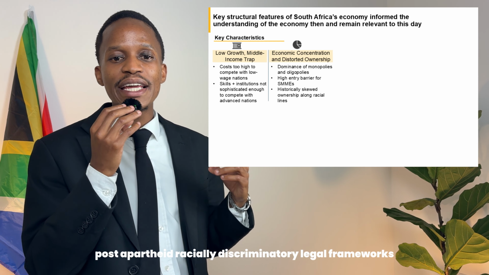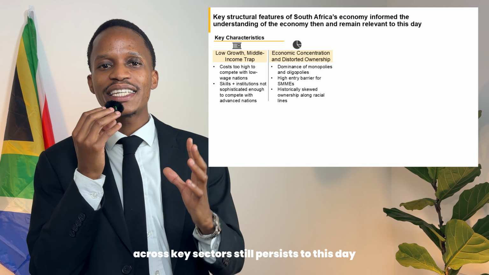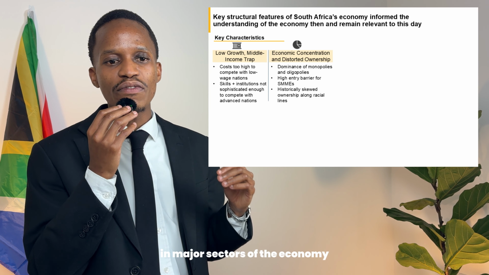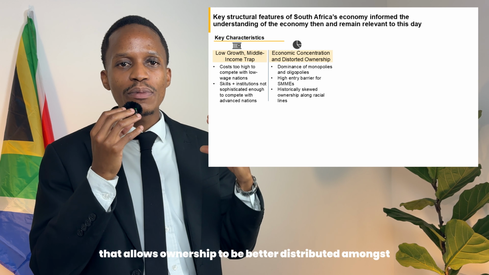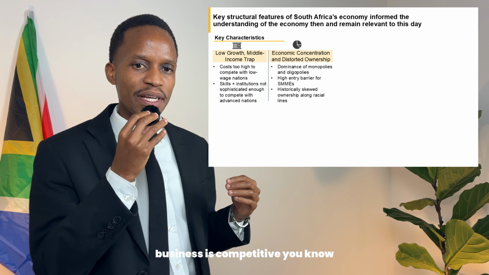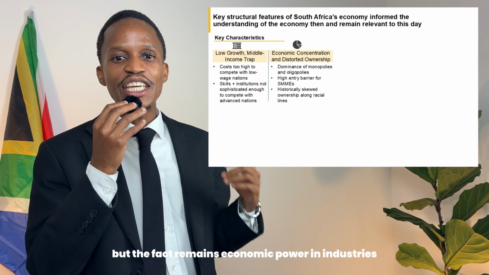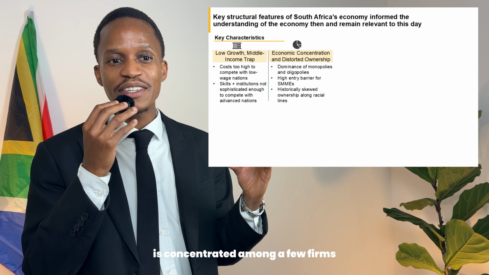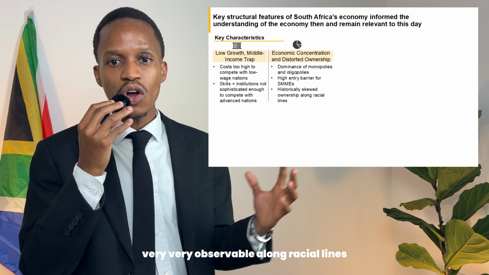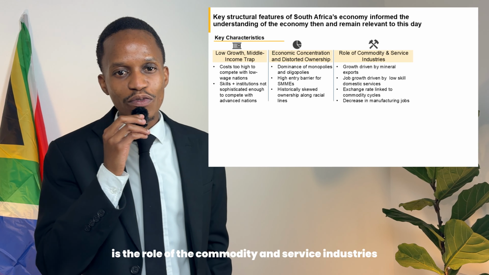Post apartheid, racially discriminatory legal frameworks were dismantled. Good progress. However, the pattern of economic concentration across key sectors still persists to this day, making it hard for new businesses to gain a foothold in major sectors of the economy and in a way that allows ownership to be better distributed amongst all South Africans or different groupings of South Africans. Business is competitive, and you can't blame dominant firms for asserting their position within the industry. But the fact remains, economic power in industries is concentrated among a few firms. And to a large extent in South Africa, wealth disparities are still very observable along racial lines, which is simply not sustainable.